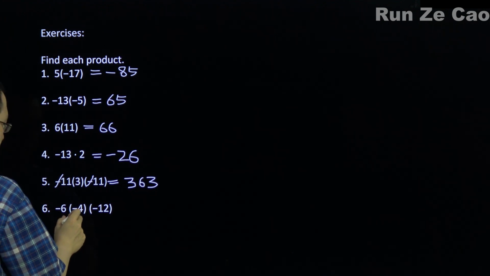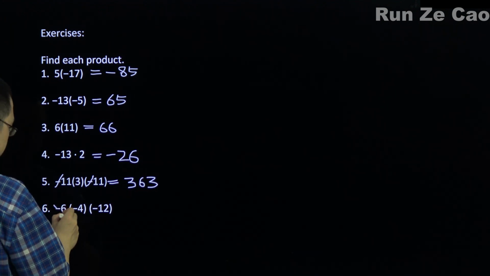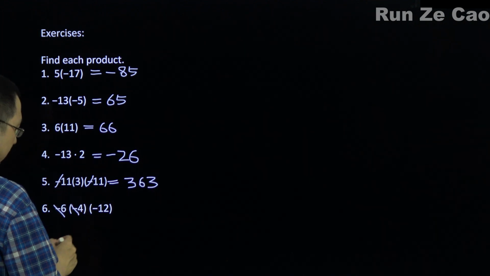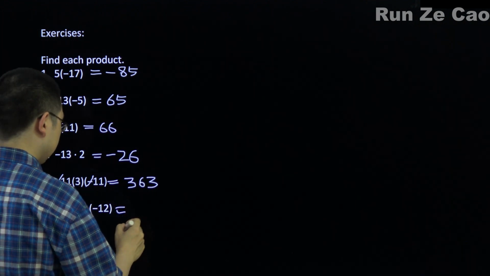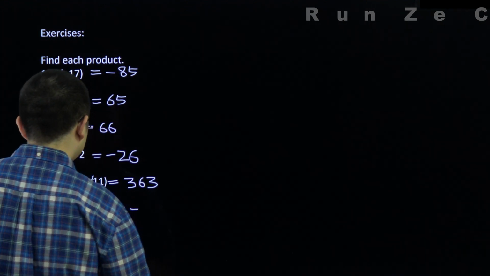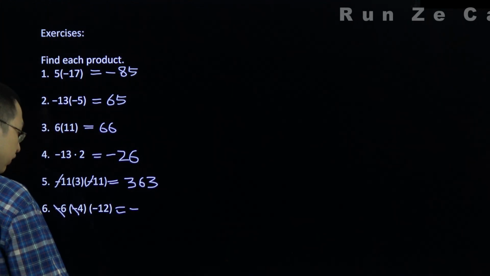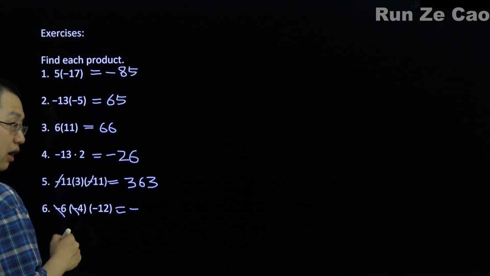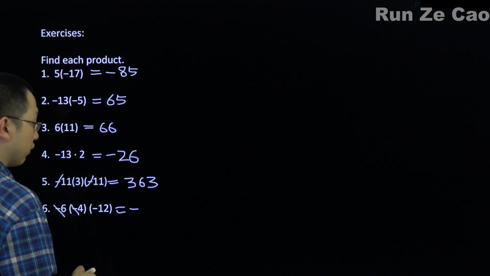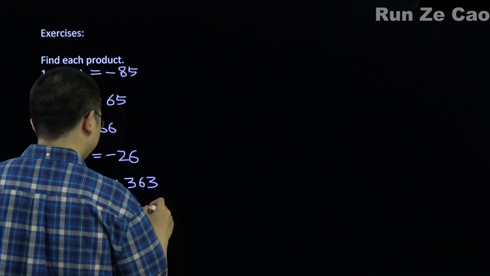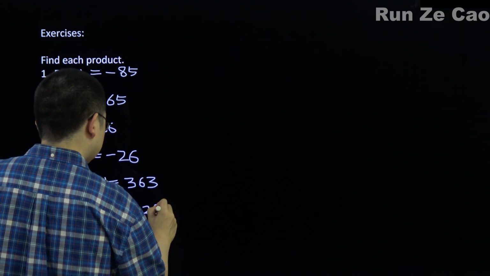Negative 6 times negative 4 times negative 12. Well, okay, let's cancel some negatives. Oh, we have one negative left. So an odd number of negatives, so it's negative. Okay, fine. 4 times 6 is 24. And times 12. 12 times 12 is 144, so 24 times 12 must be 288.